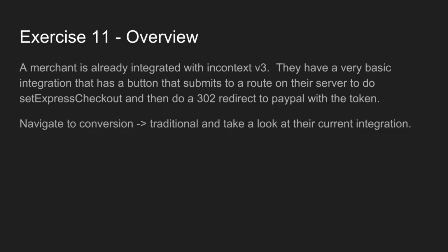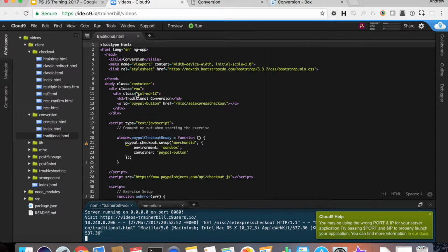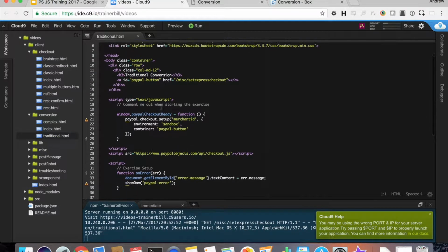So first off, let's navigate to the conversion traditional.html and take a look at their current integration. And then we're also going to answer the question, what process flow gap in v4 will we have to overcome? So you can think about that as we're looking through their integration. All right, so if I go back to the training application under conversion traditional, you'll see their current integration.